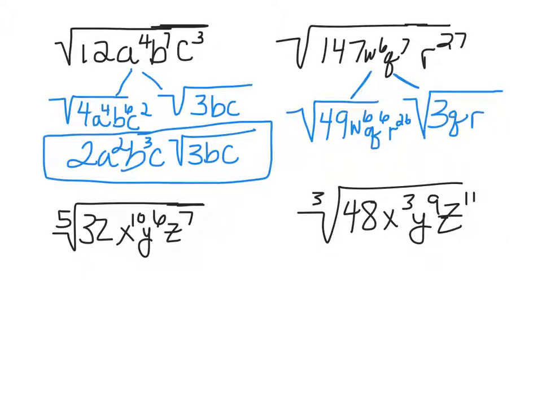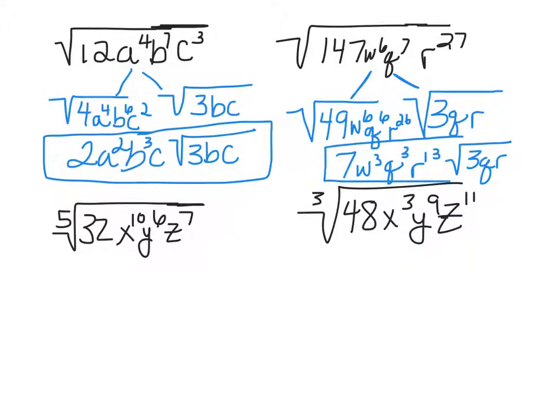So I'm going to take the square root of this first radical. Square root of 49 is 7. The square root of W to the 6th is W to the 3rd, because I just divide 6 by 2. The same way with Q to the 6th, I just divide 6 by 2 to get Q to the 3rd. And I divide 26 by 2 to get R raised to the 13th. Right, 26 divided by 2 is 13. And then what I have left over is the square root of 3QR. And that is the simplified form of that radical.